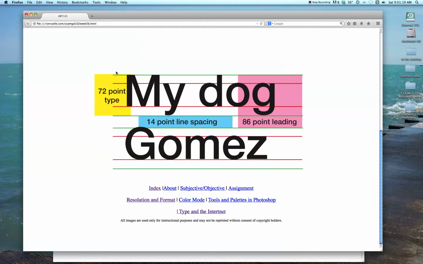72-point type is going to be how big? Well, you may recall when we were setting our preferences that there are 72 points to an inch. So, type that is 72 points in size is going to be an inch tall, but from where to where? Well, from the top of the ascender to the bottom of the descender.